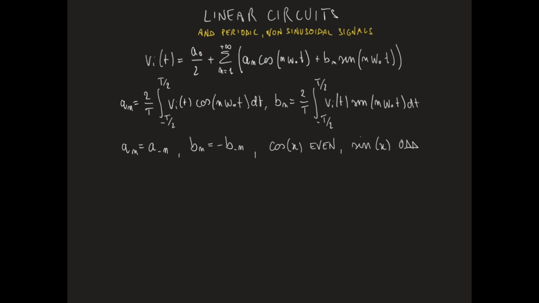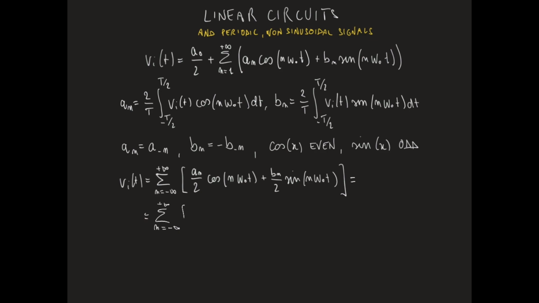Based on these considerations, the periodic signal Vi of t can be rewritten as the sum from minus infinity to plus infinity of an by 2, the cosine of n omega 0 t, plus bn by 2, the sine of n omega 0 t. This same expression can be written again as the sum for n going from minus infinity to plus infinity of an by 2, the cosine of n omega 0 t, plus bn by 2, the cosine of n omega 0 t minus pi by 2.